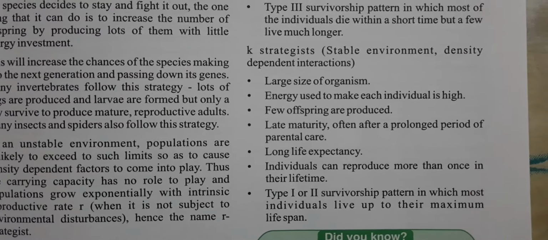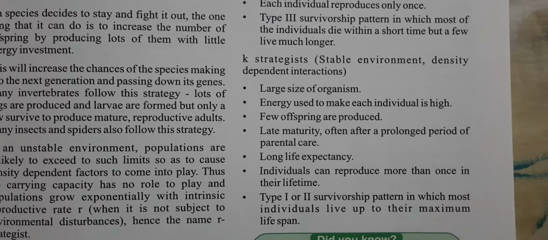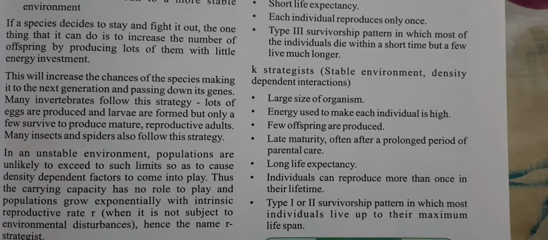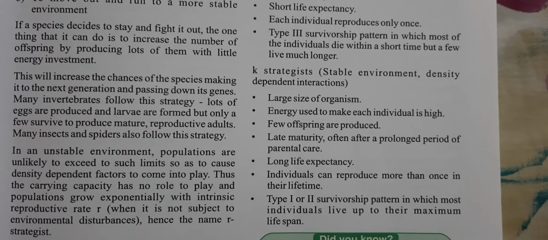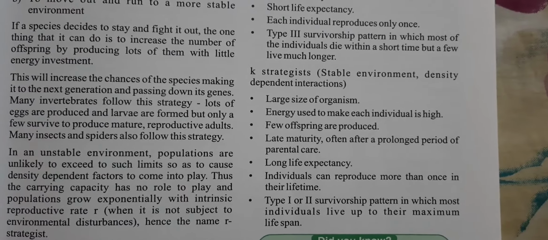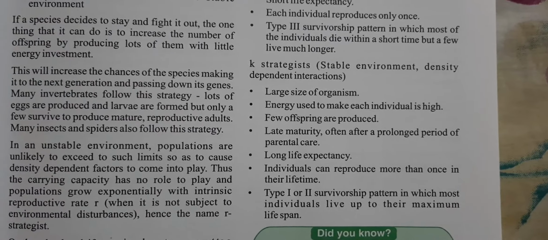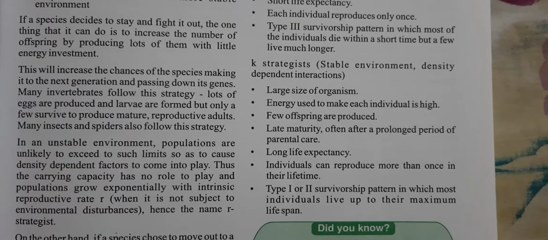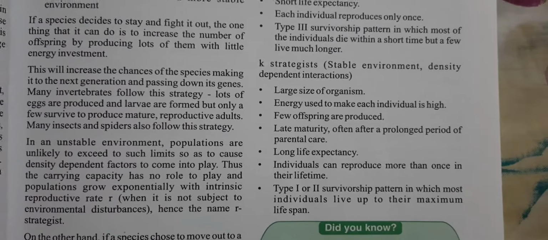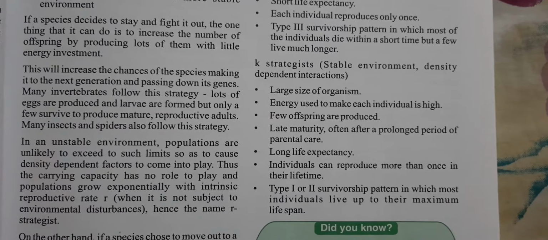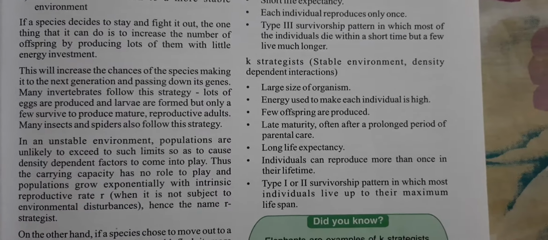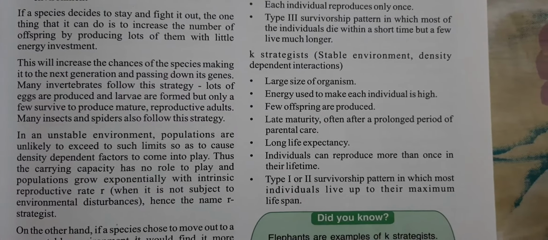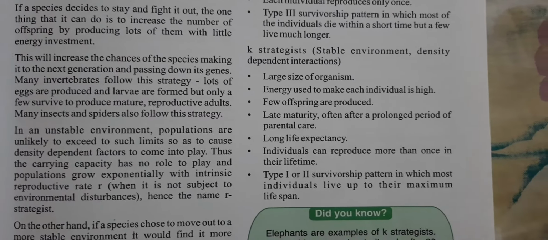Next one is K strategies. K strategies means those individuals are present in a stable environment, meaning the resources are enough and the population is within the carrying capacity. These are large size organisms and the energy used to make an individual is very high. Very few offspring are produced. They have long life expectancy and late maturity, because they have parental care, which we can see in humans and in some birds. Individuals can reproduce more than once in their lifetime.